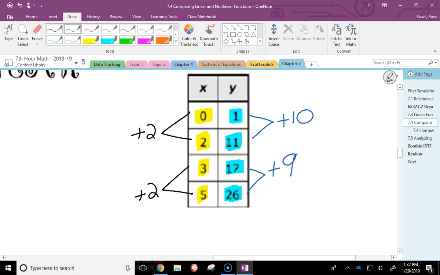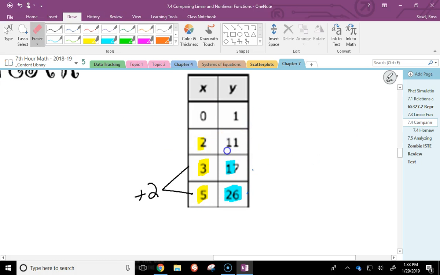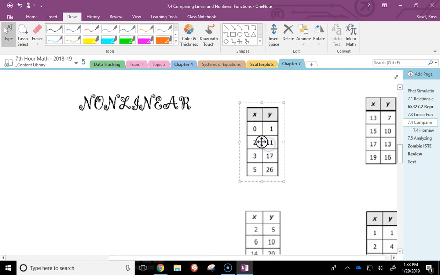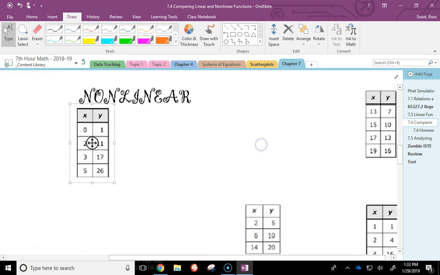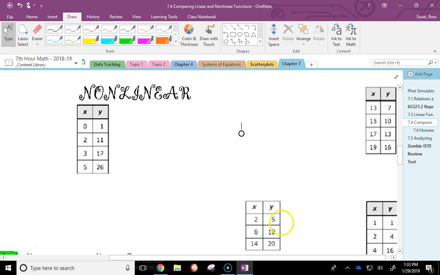It's going to be very close, but instead of a straight line, it will probably be curving just a little bit. So, we erase all of this now. We'll put this one under non-linear. We'll zoom out. It's the one that goes 0, 1, 2, 11, 3, 17, 5, 26.